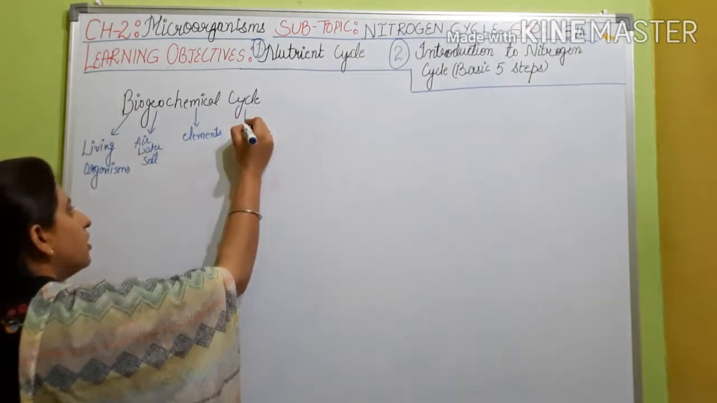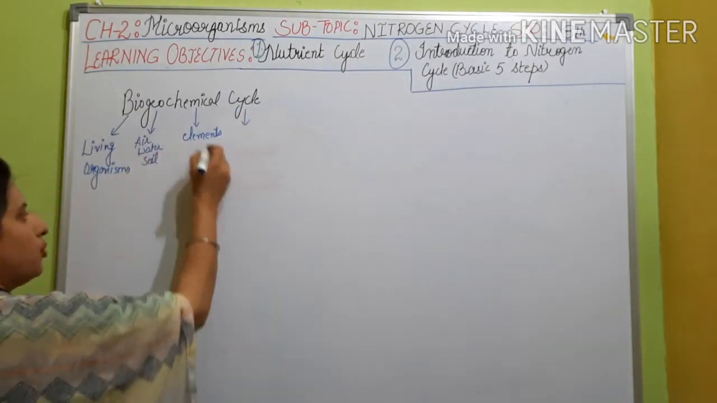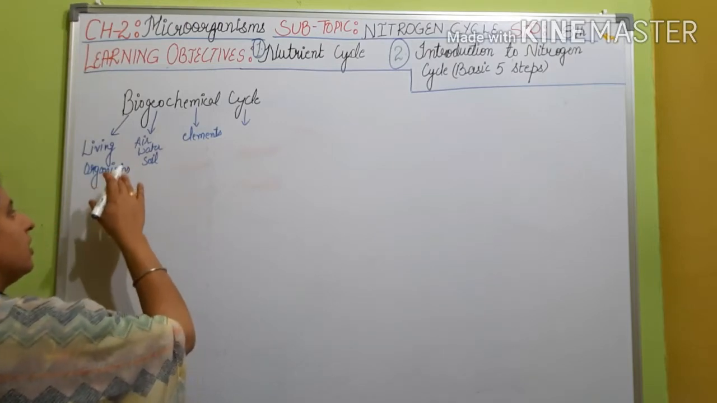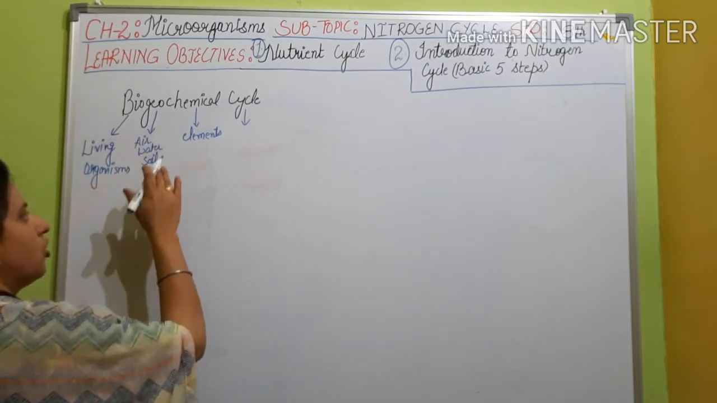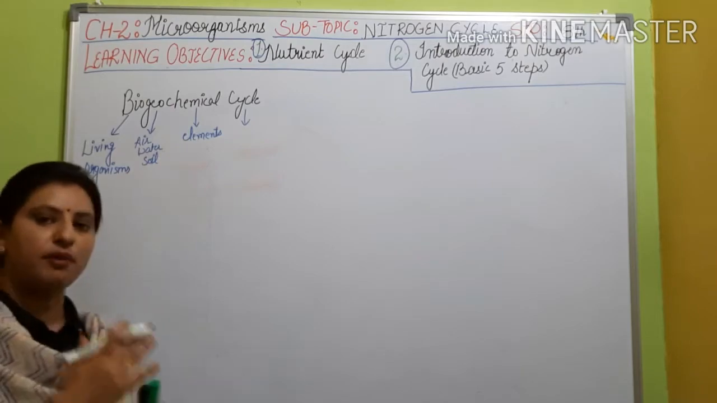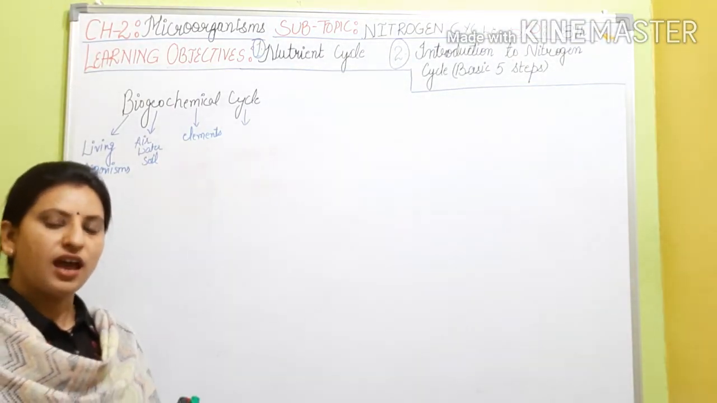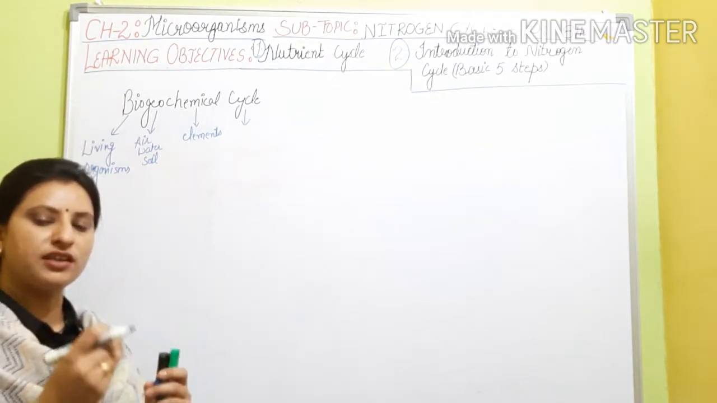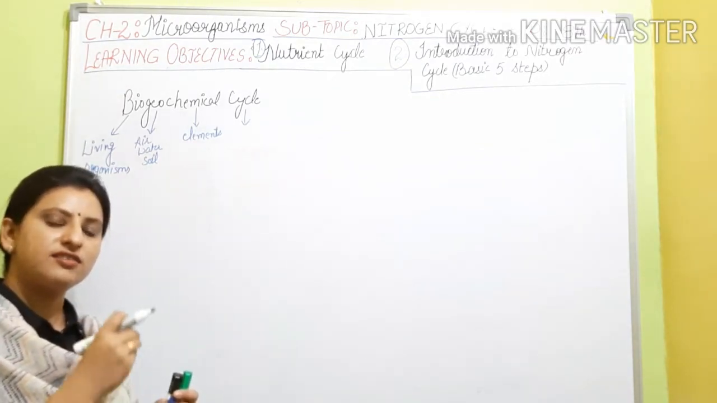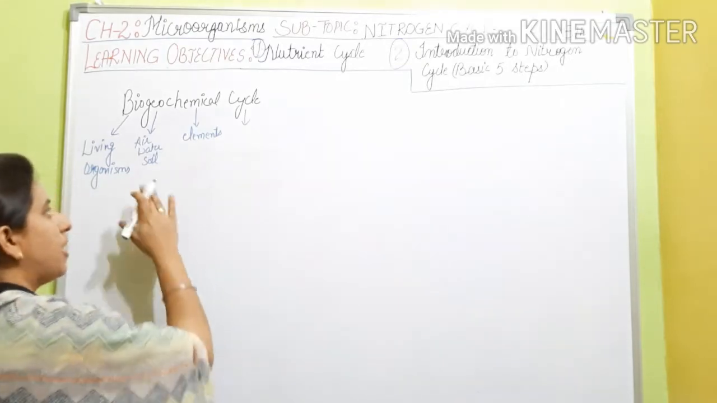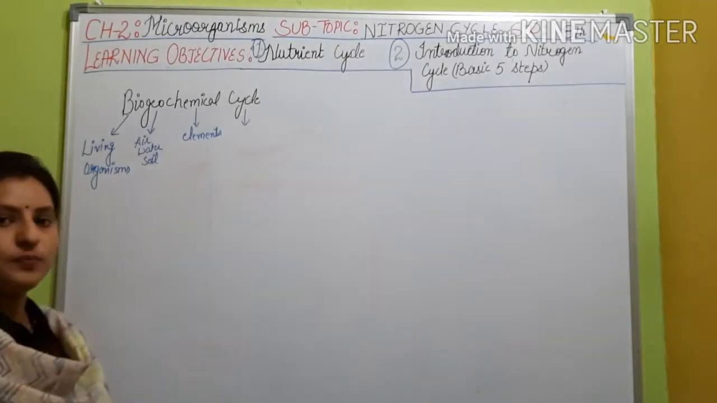And the word cycle means that when all the 3 components, the living organisms, geological components and the elements, combine together, they circulate in the environment, from living to environment, environment to living thing. This type of cycle is called a biogeochemical cycle.